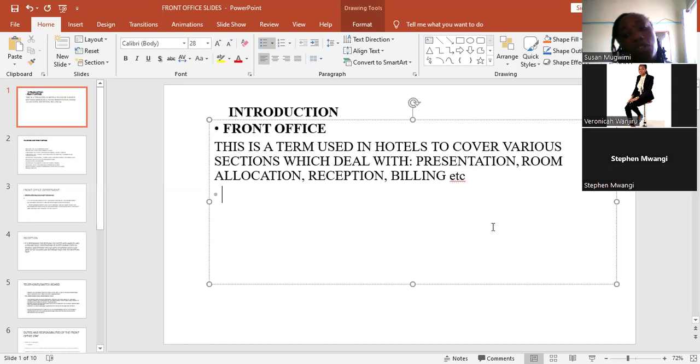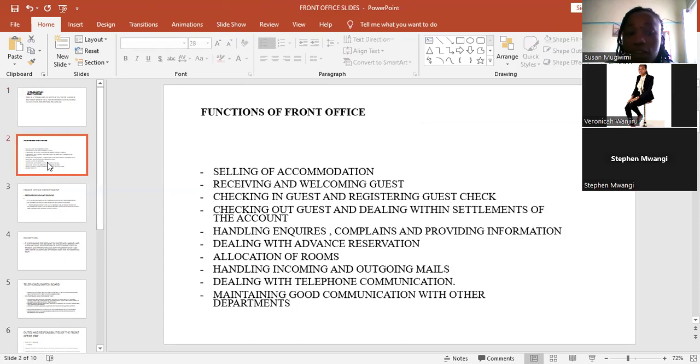You'll find that front office is the first face of the guest. When the guest comes in and finds that the people around the front office are not welcoming their guests well, you might find that they will not like the hotel. So a front office is an eye over the hotel. Number two, it's the functions of front office.